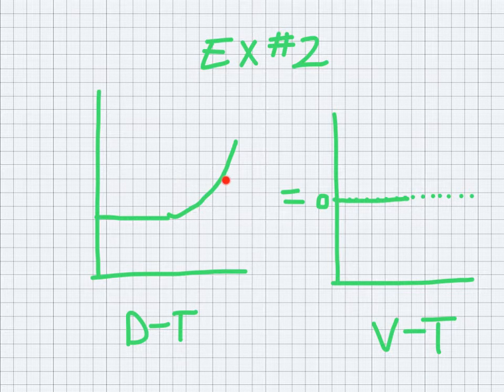Now, what about this curve? That's acceleration. That means a constantly increasing velocity. So over here, I'm going to draw it like this. If you notice that curve, this curve right here has become a straight line.